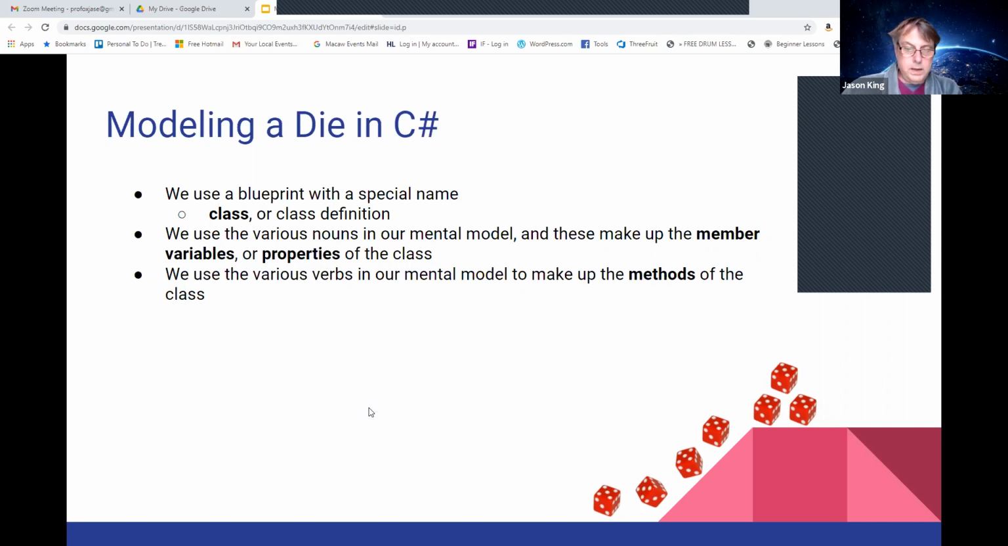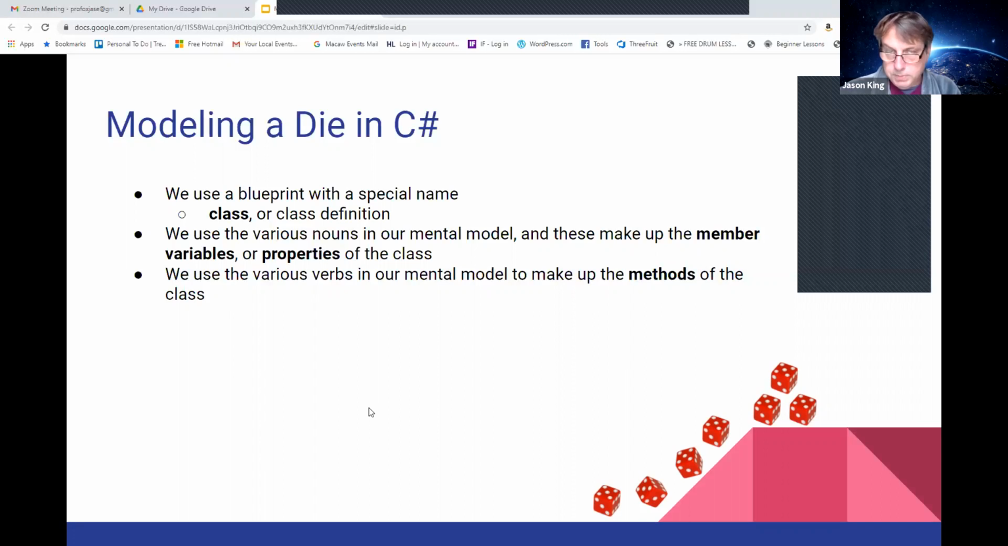And when we're defining that class, apart from those techniques we just looked at, we need to think about what are the properties of the object, i.e. what are its member variables: number of sides, color, values. And what are the verbs? We looked at these before. The verbs are also in C# called methods. Some people refer to them as functions, but generally in C# it's methods.